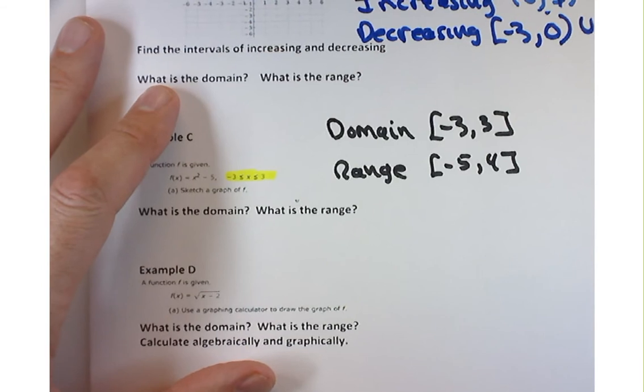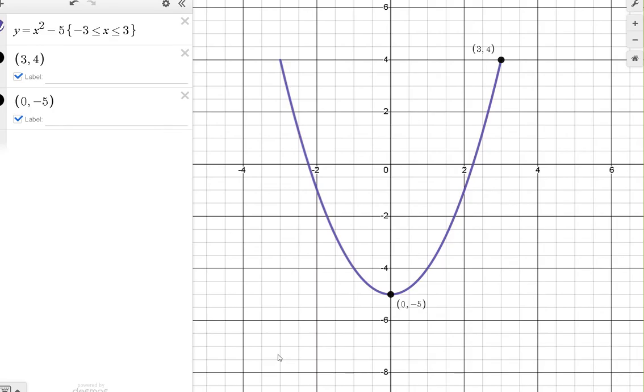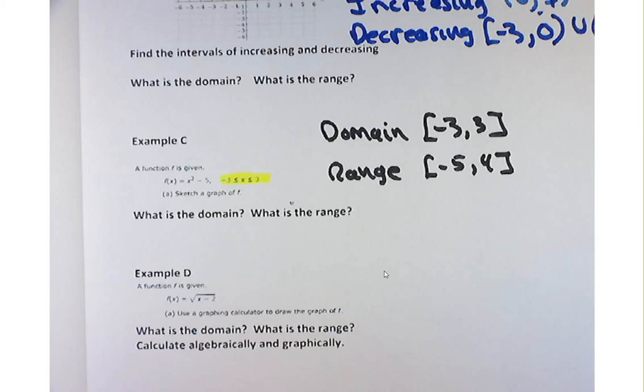Close. The graph actually stops at 4 though. That's because of the condition that x's are just between -3 and 3. So the graph's going to stop here at 4. That's the maximum y height. So that would be the top end of the range. And we use a bracket there because the function actually does get to that point. All right. Thank you, sir.